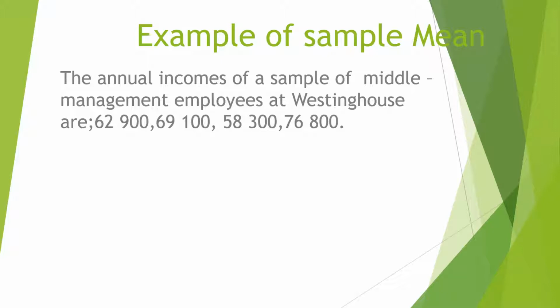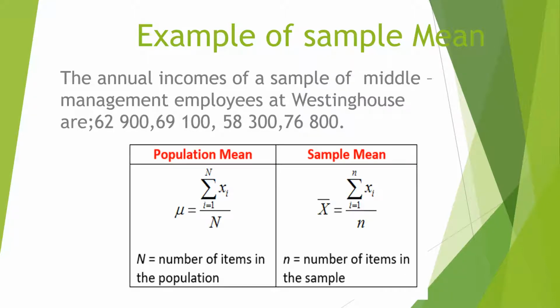So here, you have to add this number plus this plus this plus this, and then you count 1, 2, 3, 4. So you have 4 observations. After you add up all of these, you divide by 4. Because it's a sample mean, you will use this formula.